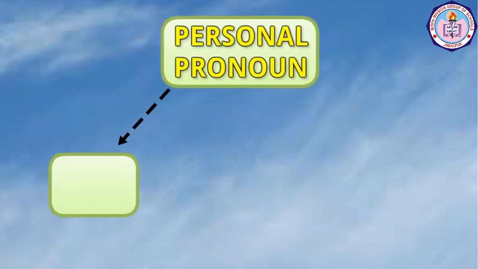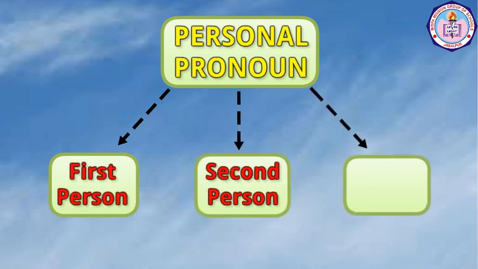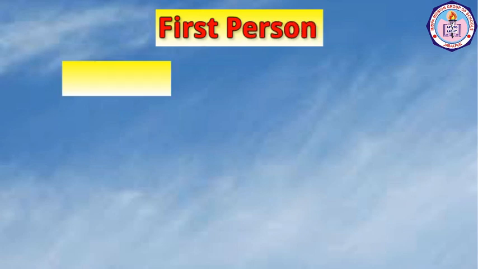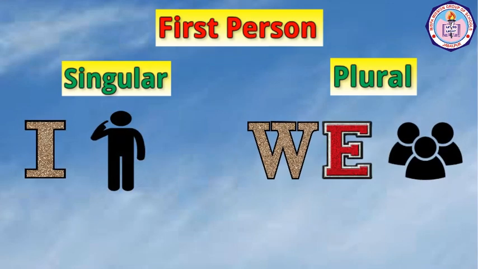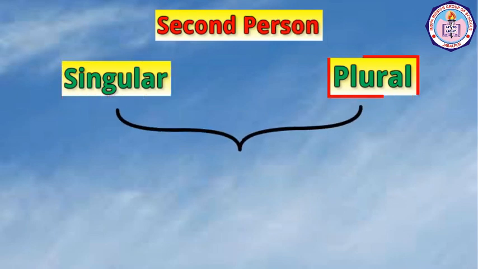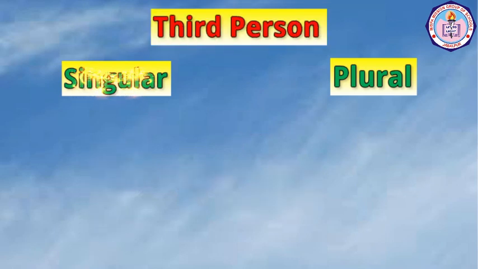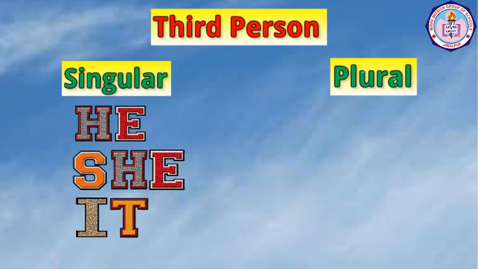There are 3 personal pronouns: first person, second person, and third person. Let us understand them one by one. They are used in singular and plural. First person pronoun, singular is I and plural is we. Second person pronoun, singular and plural both are you. Third person pronoun, singular is he, she or it, and then plural is they.